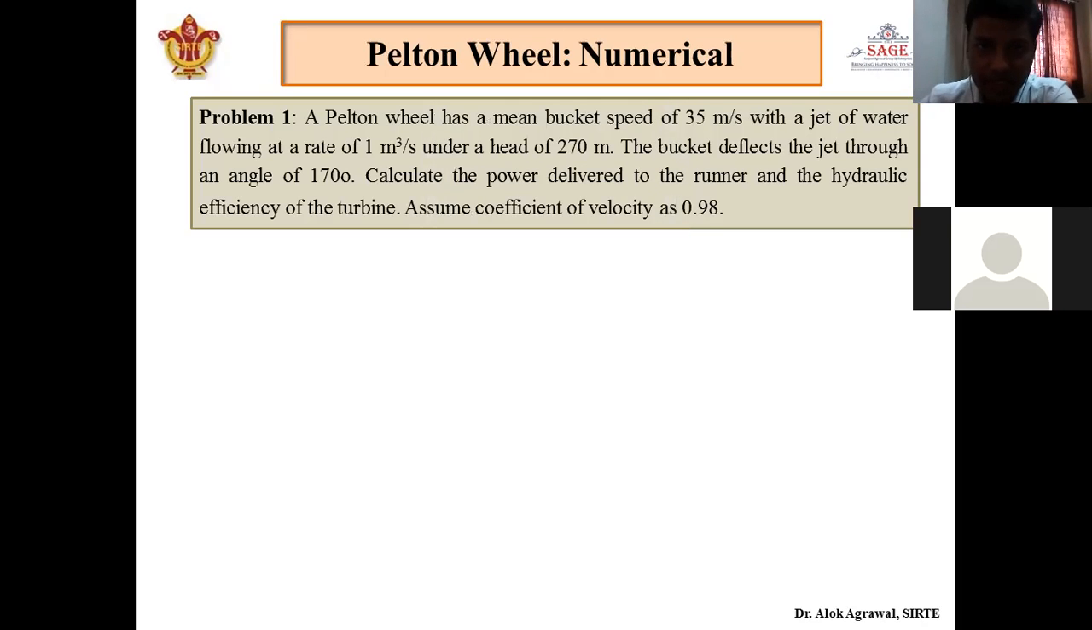Here it is given a Pelton wheel has a mean bucket speed of 35 meter per second. Mean bucket speed means U is given, and U1 equal to U2 equal to U, we know. With a jet of water flowing at a rate of 1 meter cube per second. This is the unit of flow rate. So what is given? Q is given, capital Q is given under a head of 270 meters. So head is also given.